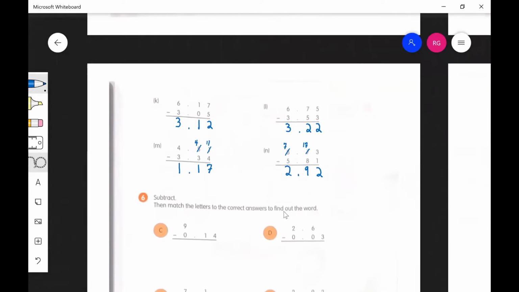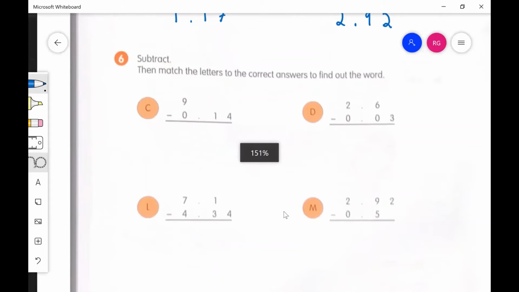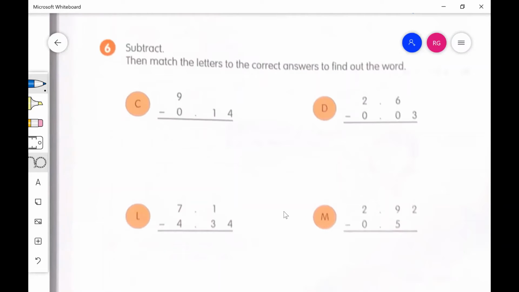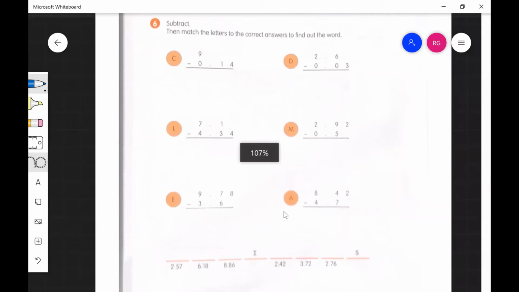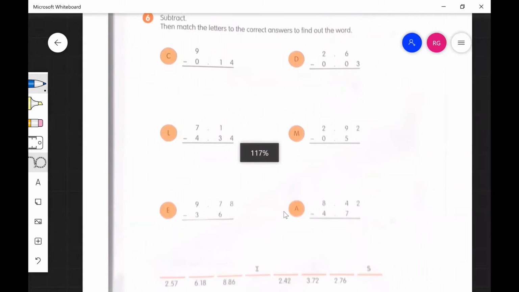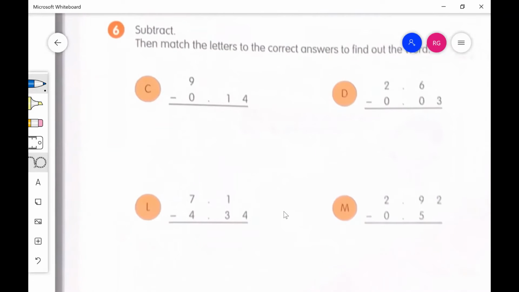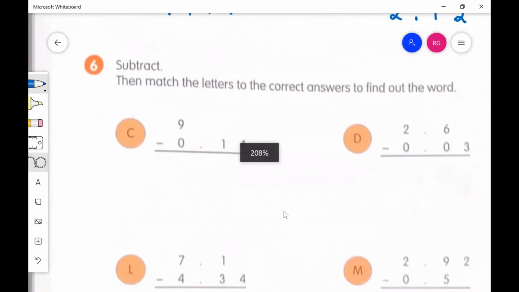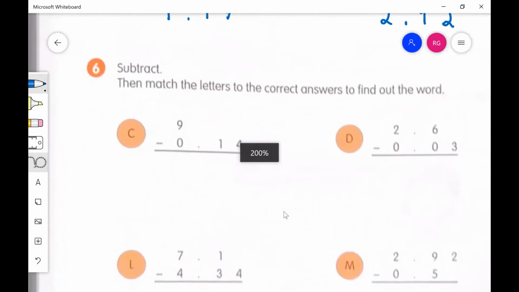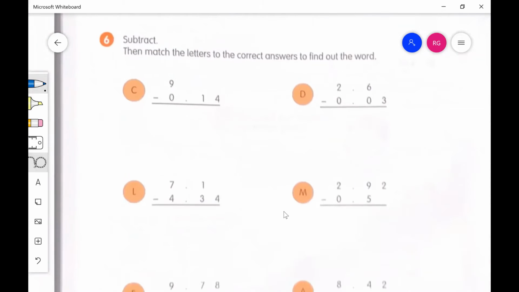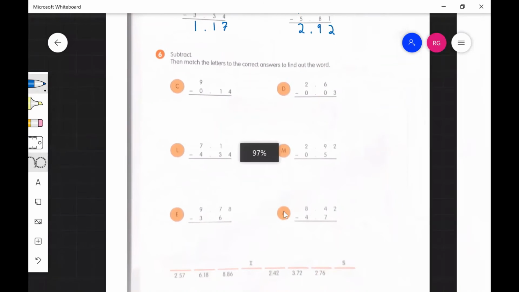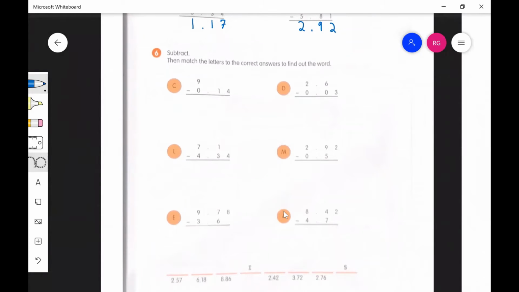All right, moving down the list here to number 6 says subtract. Then match the letters to the correct answers to find out the word. Let's hope they don't make a mistake here on this one. Let's see, is there some word somewhere? Okay, I see at the bottom there. Not sure what it will be, we'll see. I have maybe some guesses, but let's figure these out. We need to match the letters to the correct answers to find the word. Okay, so, oh, I see, there's the answers down there at the bottom.